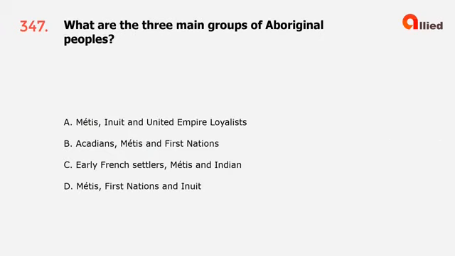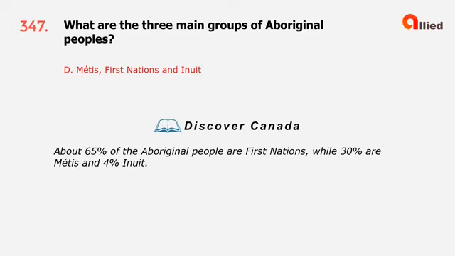Question 347. What are the three main groups of Aboriginal peoples? A. Métis, Inuit and United Empire Loyalists. B. Acadians, Métis and First Nations. C. Early French settlers, Métis and Indian. D. Métis, First Nations and Inuit. The answer is D. Métis, First Nations and Inuit.